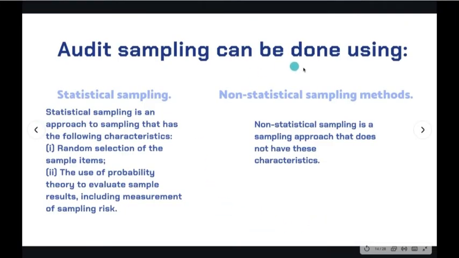And here, audit sampling can be done using statistical sampling and non-statistical sampling. Statistical sampling is an approach to sampling that has the following characteristics: random selection of the sample items, and the use of probability theory to evaluate sample results, including measurement of sampling risk. And non-statistical sampling is a sampling approach that doesn't have these characteristics.